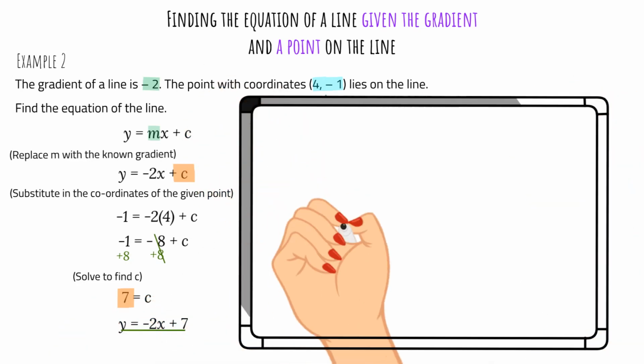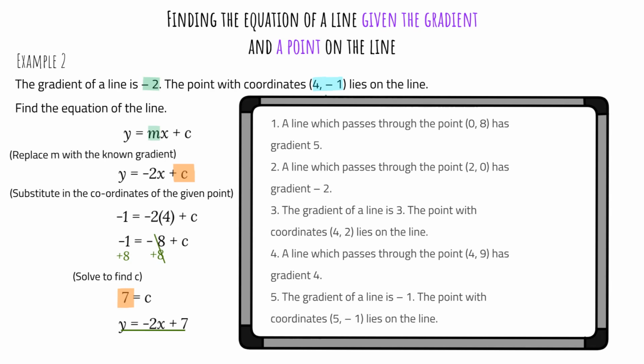Your turn then. Find the equations of the following straight lines. Pause the video now.